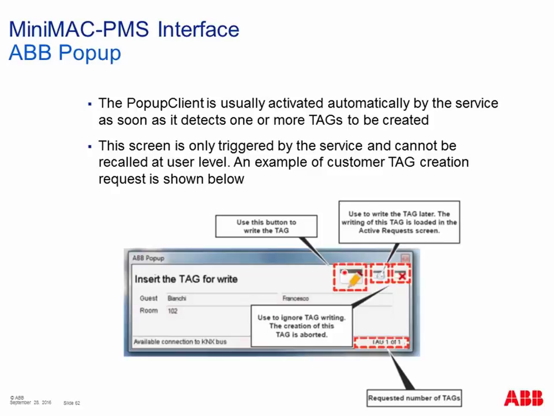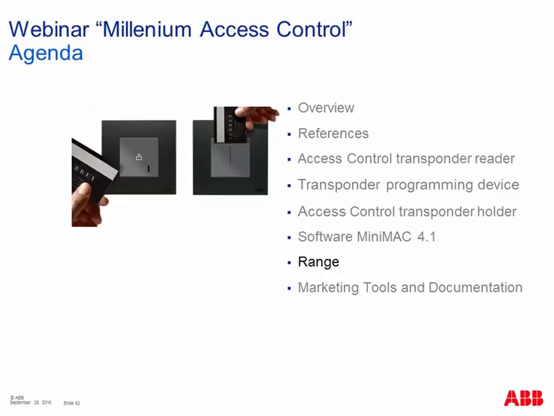Once you click on the pencil, it's possible to create the card. So insert the card in the card reader, the card programming device in MiniMAC, in the access control installation, and then you can program. But in this case, MiniMAC is hidden. The guest and the people at reception don't see it.